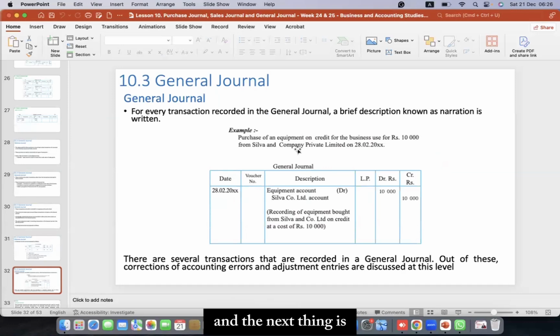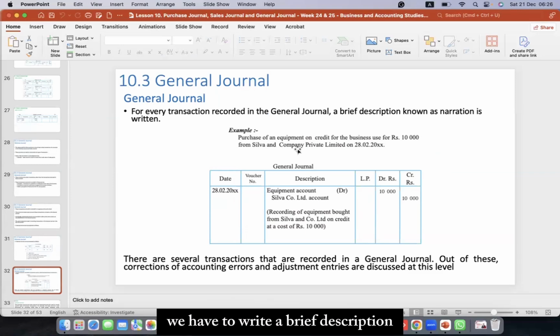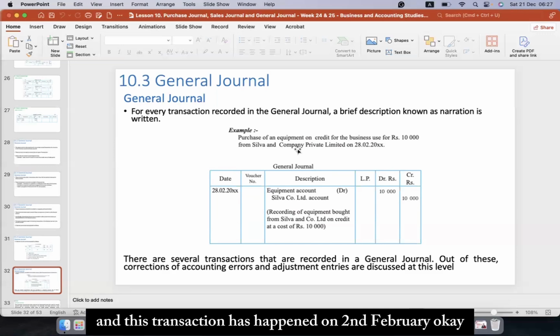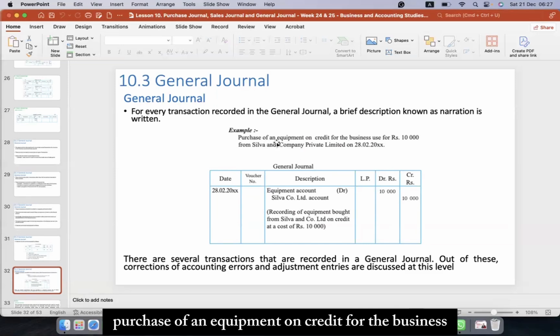And the next thing is, for every transaction we record in general journal, we have to write a brief description or brief narration about that transaction. For example, let's say there has been a purchase of equipment on credit basis for the business for 10,000 from Silva and Company, and this transaction has happened on 2nd February. Purchase of an equipment on credit for the business.